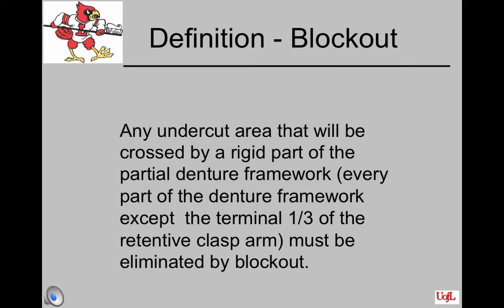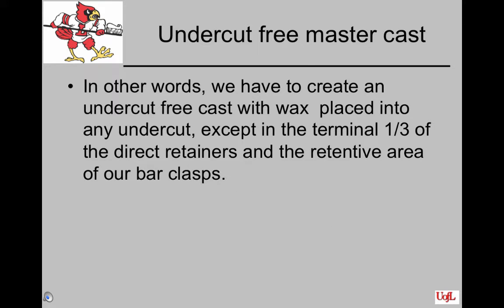The definition of blockout is that any undercut area, the area below the survey line, that will be crossed by a rigid part of the partial framework must be eliminated by the use of blockout. Any area that the framework crosses, except the terminal one-third of the retentive arm or the retentive part of the bar clasp, must have the undercut blocked out with wax. In other words, we have to create an undercut free cast with wax placed into any undercut except for the terminal thirds of those retentive arms.